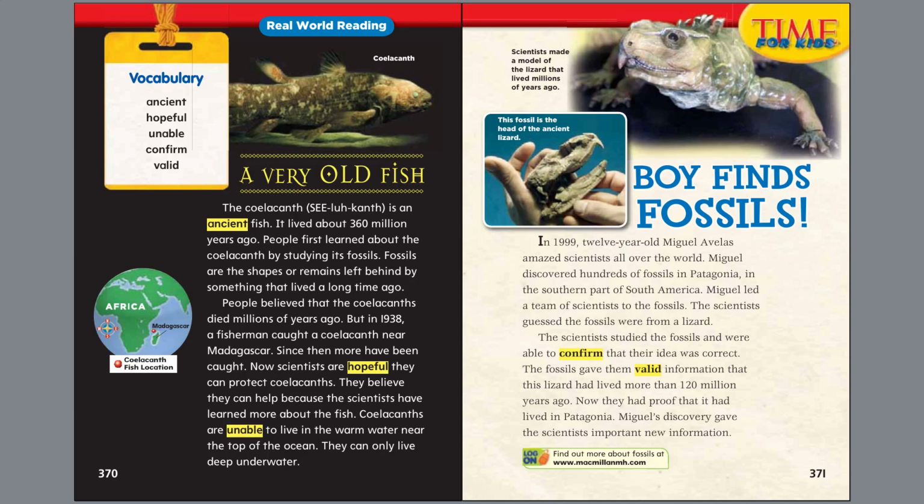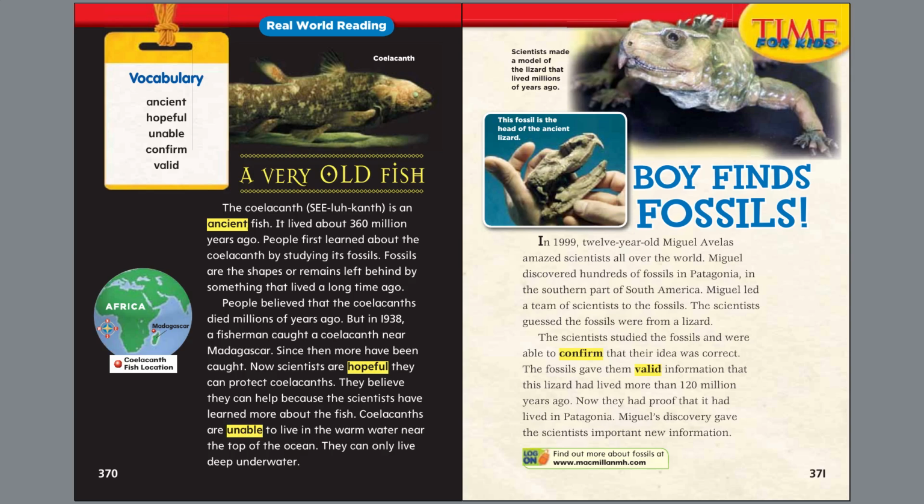People first learned about the coelacanth by studying its fossils. Fossils are the shapes or remains left behind by something that lived a long time ago. Oh, okay. Shall I keep on reading? Yes, please. Alright.